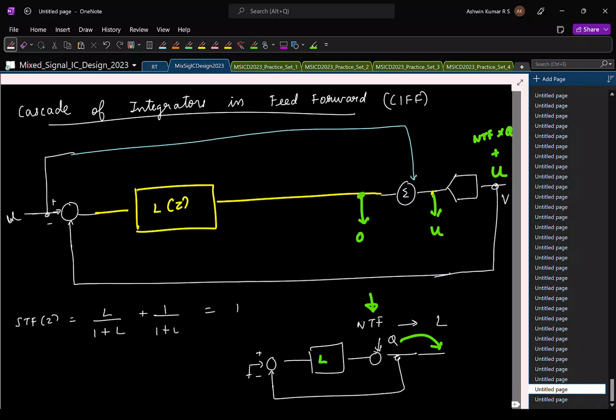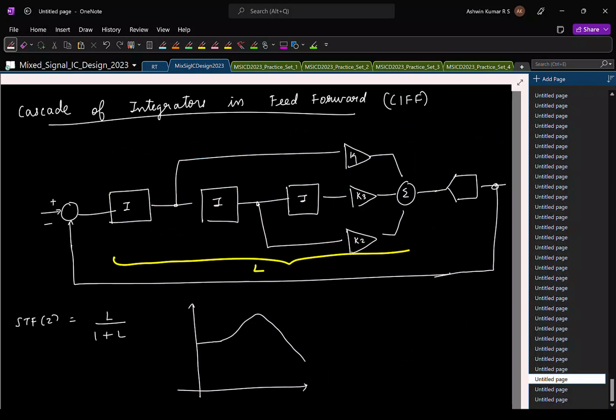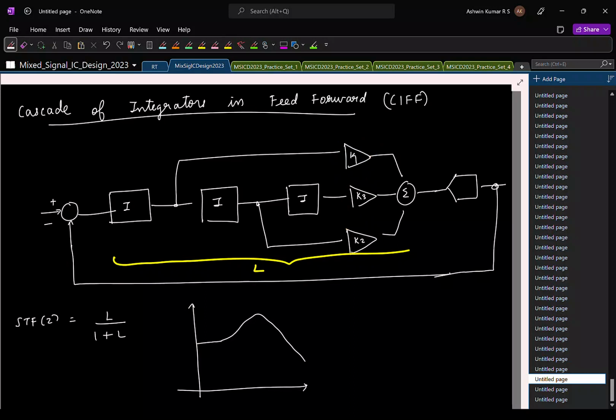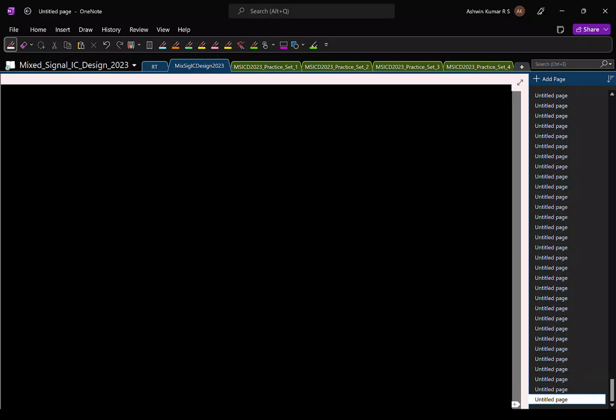So yeah, cool. And again, you know that your L of Z, you have to decompose it like this: K1 times 1 integrator, K2 times 2 integrators, K3 times 3 integrators. These values of K1, K2, K3, again you don't have to compute, you can get it from the toolbox. So once you get it, again you just have to implement the circuit.